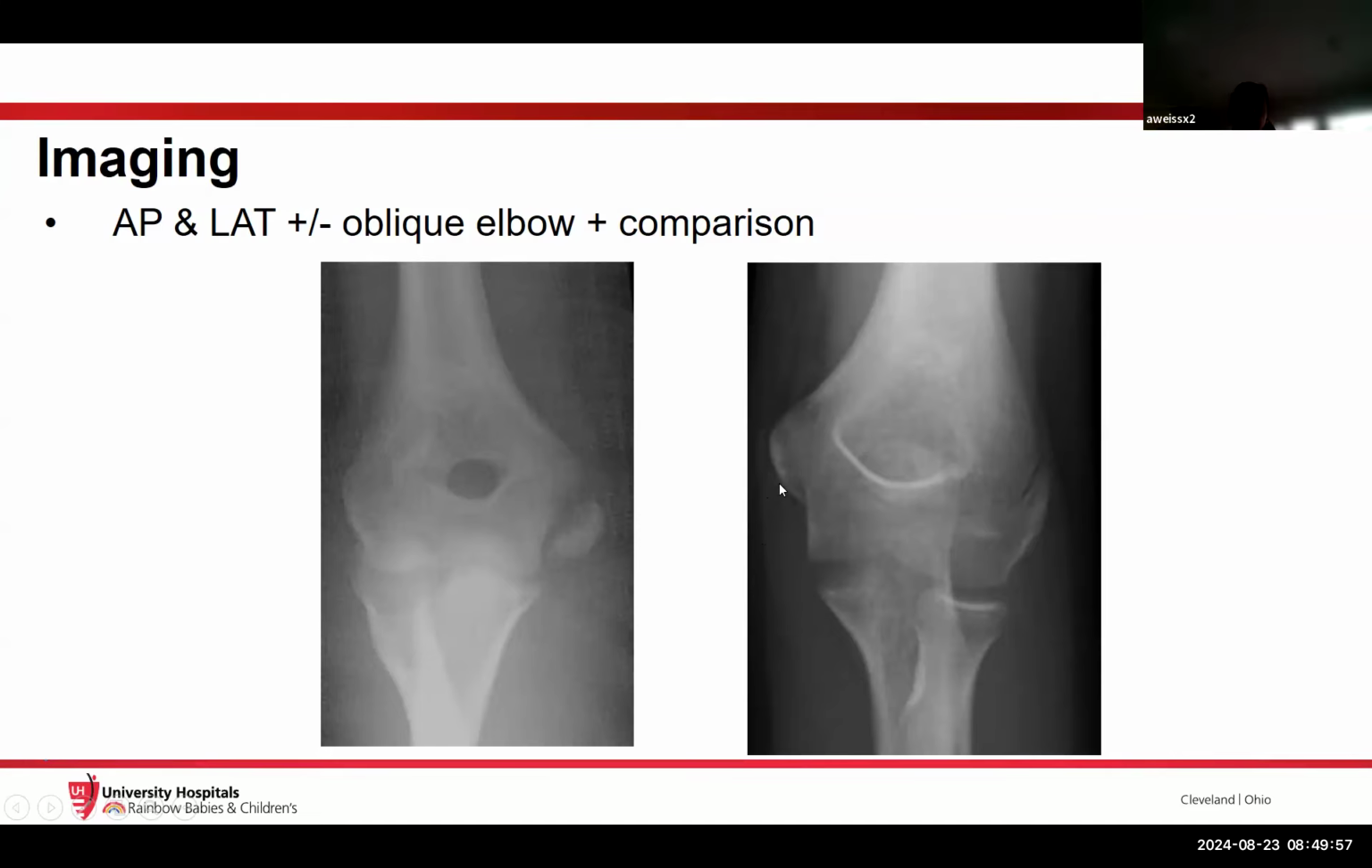And insurance companies do not currently give us a hard time about doing comparison views of these. So these and the proximal humeral physis, we're always going to be getting comparison views, because you don't know how wide the physis is supposed to be in any given kid.